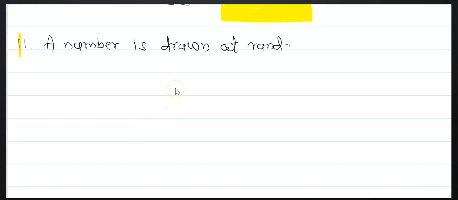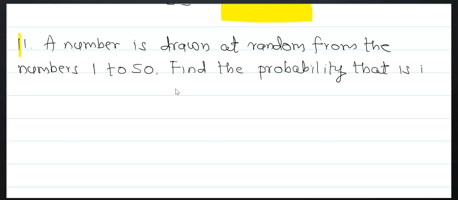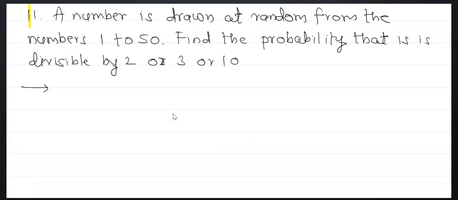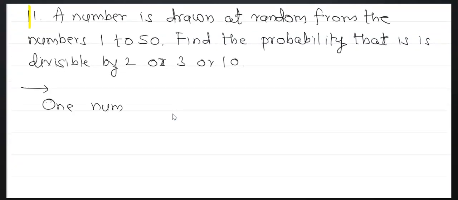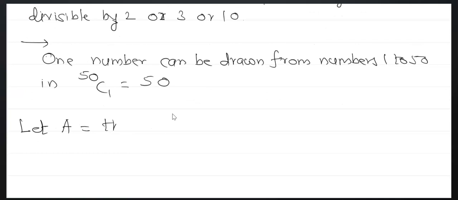A number is drawn at random from the numbers 1 to 50. Find the probability that it is divisible by 2 or 3 or 10. A number can be drawn from the numbers 1 to 50 in 50C1 ways, that is equal to 50.